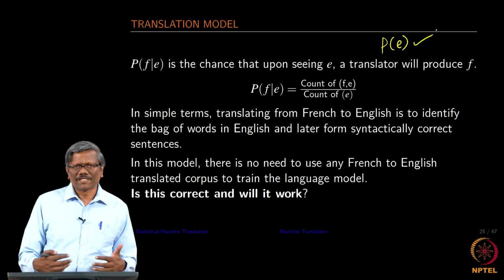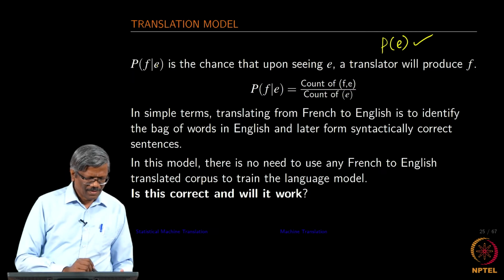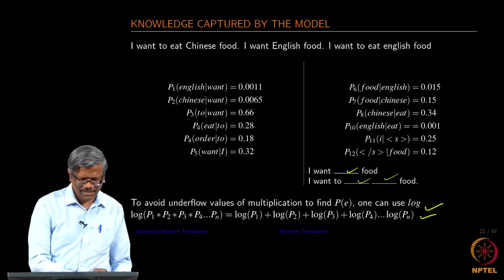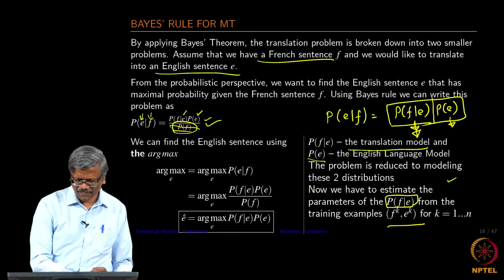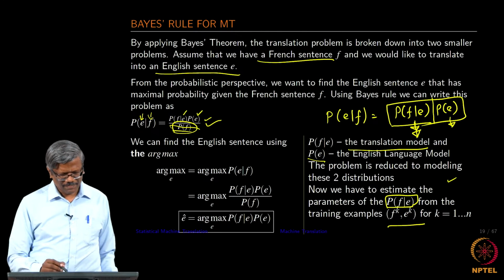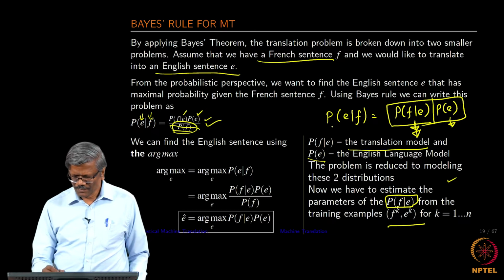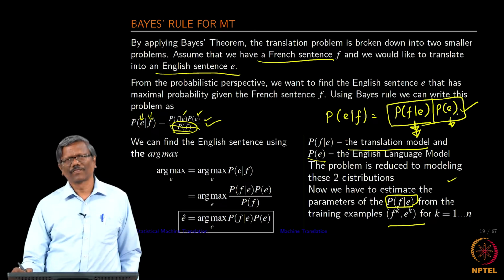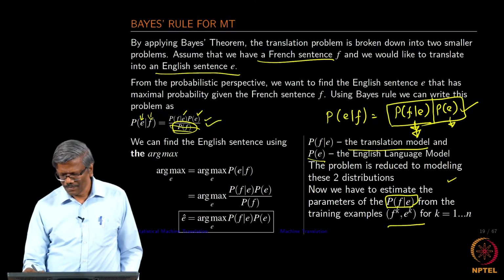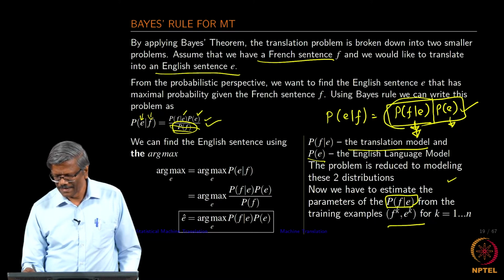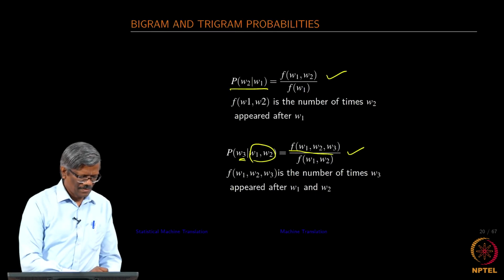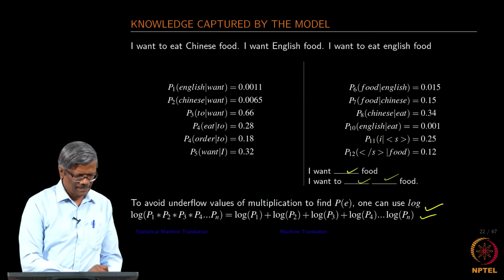Now, the next question is, how do we really estimate the translation model? So, this is what we are trying to do, isn't it? We have some ideas on the language model, and now we need to estimate this parameter from the corpus. Let us see how that could be achieved.